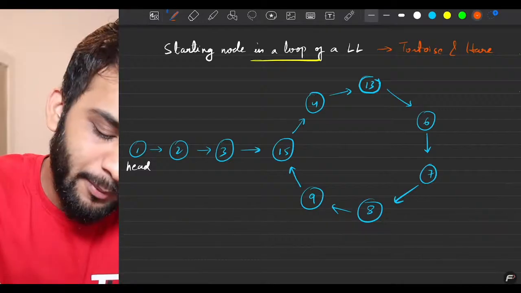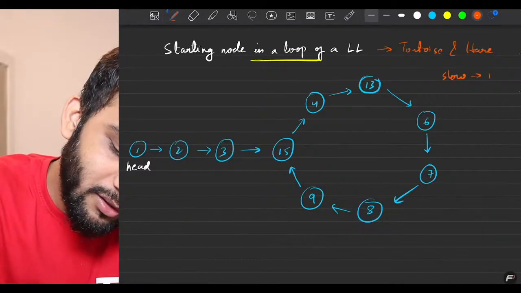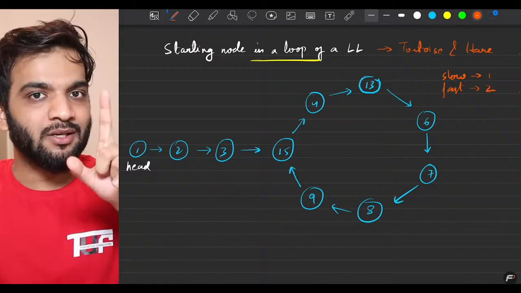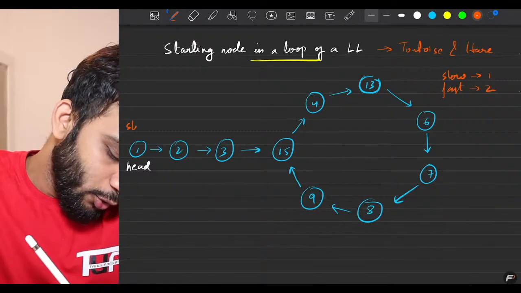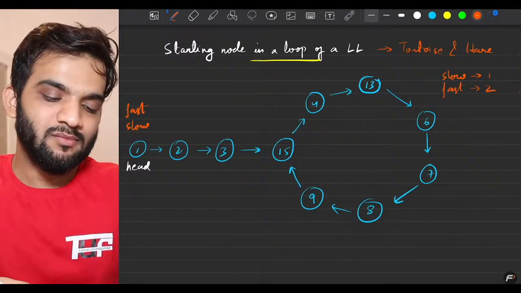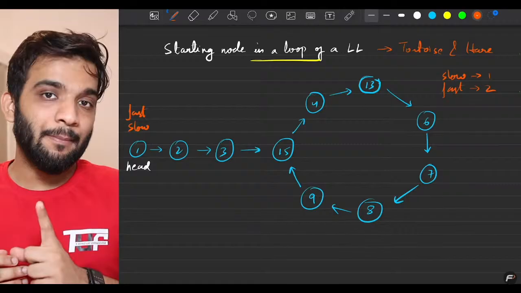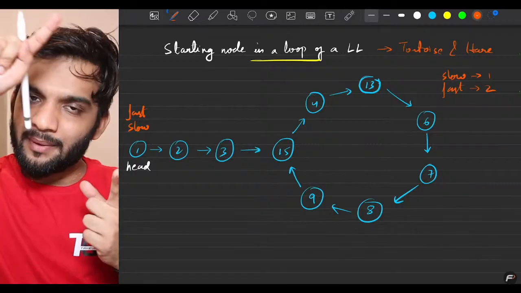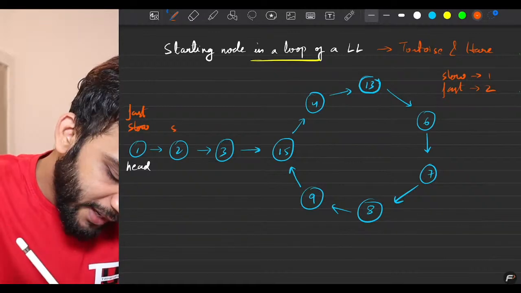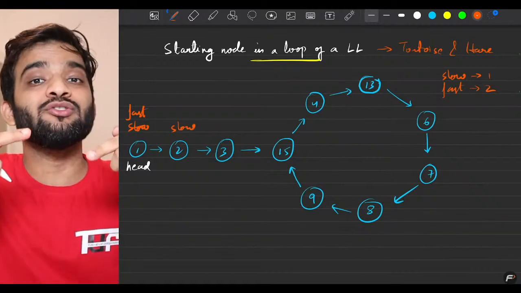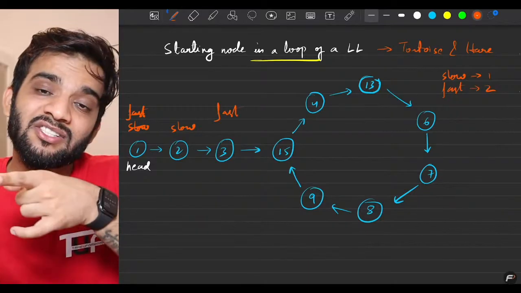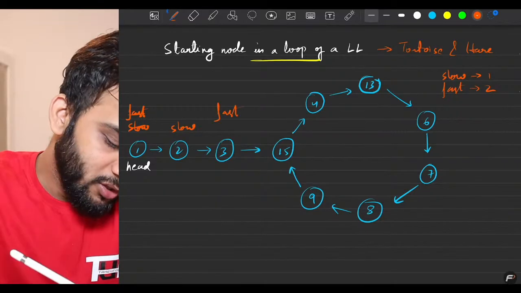So tortoise and the hare algorithm. If you remember, the slow was moving by 1 and the fast pointer was moving by 2 steps simultaneously. Initially the slow and the fast pointers were pointing to the head. So what was the first step? The slow was moving by 1 and the fast was moving by 2. So let's do it. The slow moves by 1, so it goes to the next node. The fast moves by 2, so it goes to the next node. So this will be the first step.